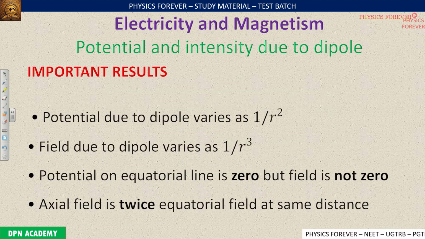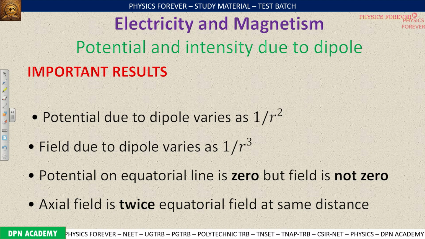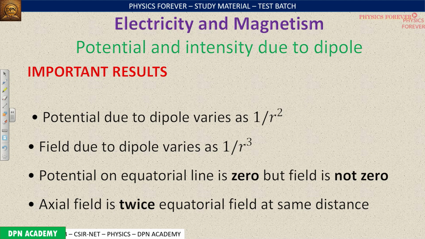Then the important results: the potential due to a dipole varies as 1 by r square. The field due to a dipole varies as 1 by r cube. The potential on the equatorial line is 0 but the field is not 0, that is important. The axial field is twice the equatorial field at the same distance.